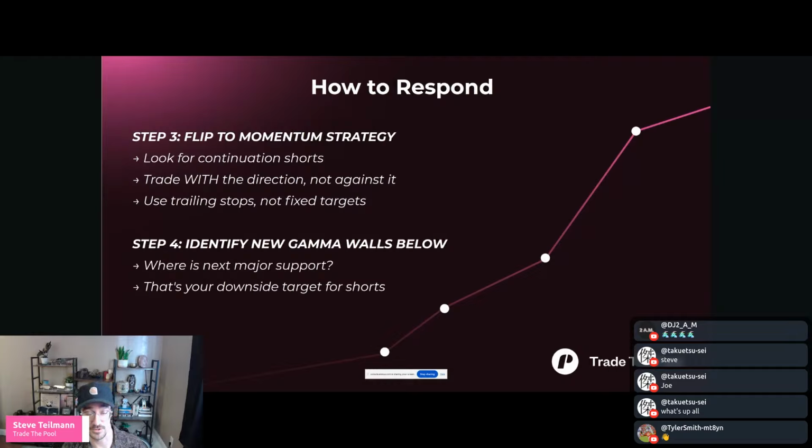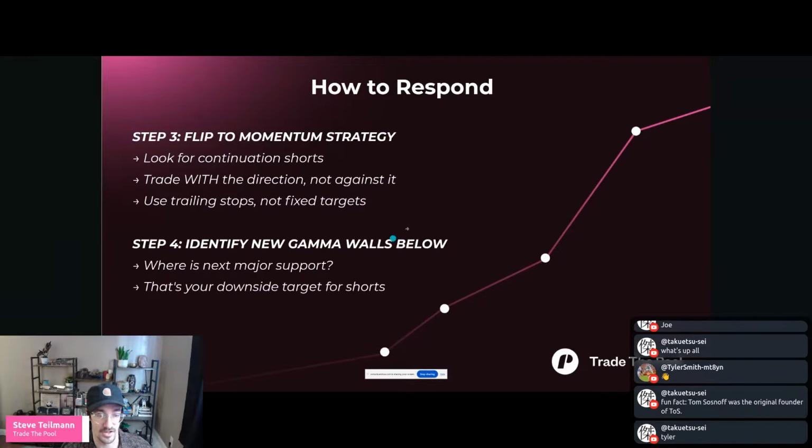That's a great area to put your stop under the reaccumulation, because you're in from below. If you get stopped out, if those reaccumulating buyers fail, if they step out and it flushes, well, you have plenty of room to get out before your trade goes red. And you will if you put your stop under there. So step 4 is going to just be identifying the new gamma walls below.